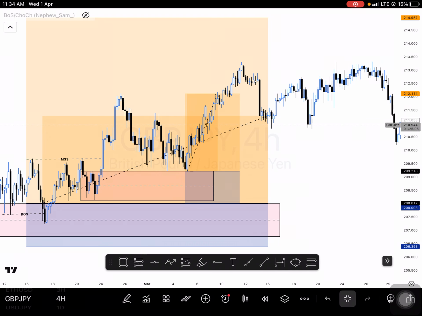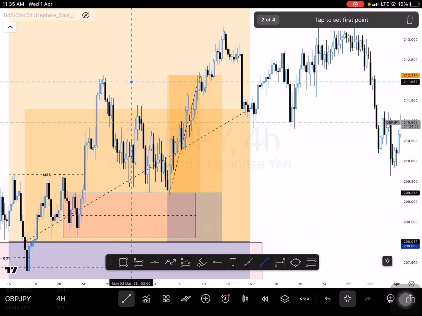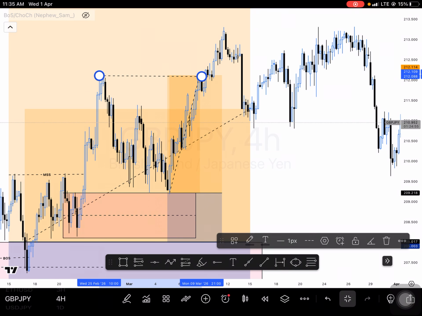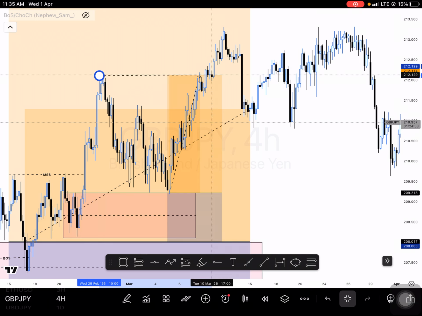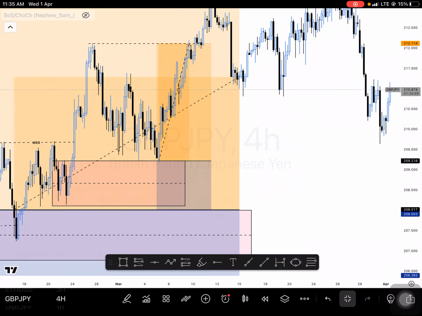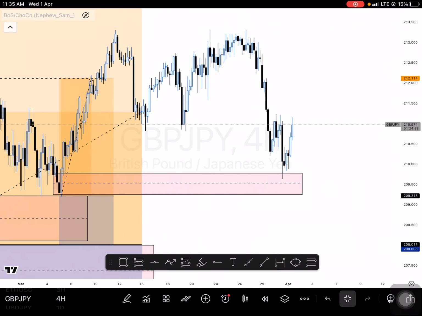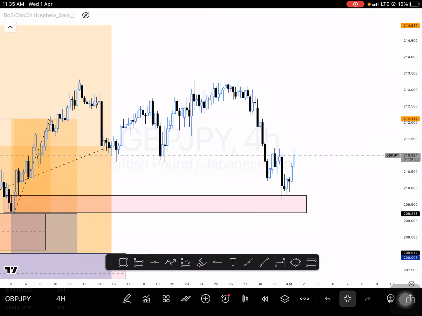And now what is happening? So now let's look at what the market is currently presenting. You can see that market broke another structure to the upside here, which left this other block resting here. And now you can see the market is reacting to that other block.